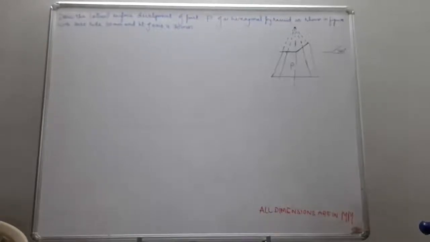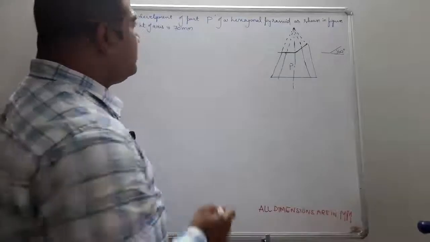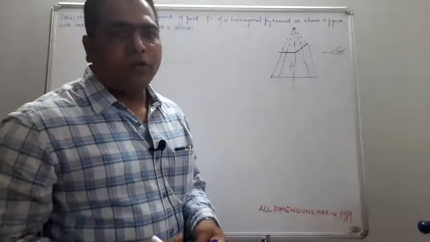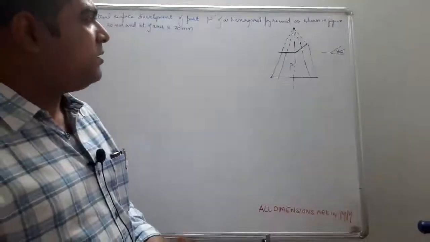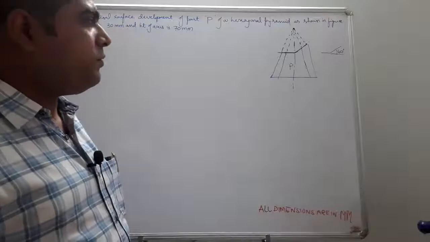So given the problem: draw the lateral surface development of part B of a hexagonal pyramid as shown in figure, with the base side 30 mm and height of the axis 70 mm. Given the part B is going to be like this, how can you put the simple position? This was a hexagonal pyramid, so you just have to assume. So when your part B is in that manner, how is your front view going to appear?